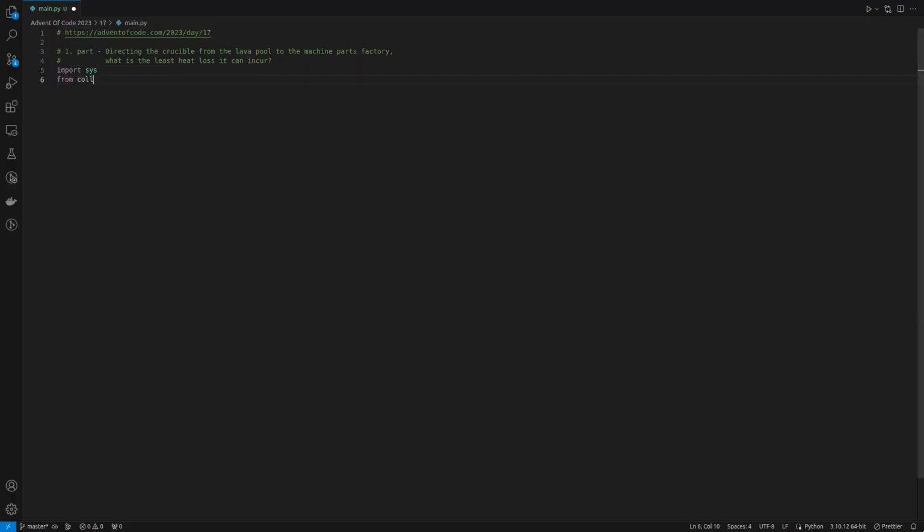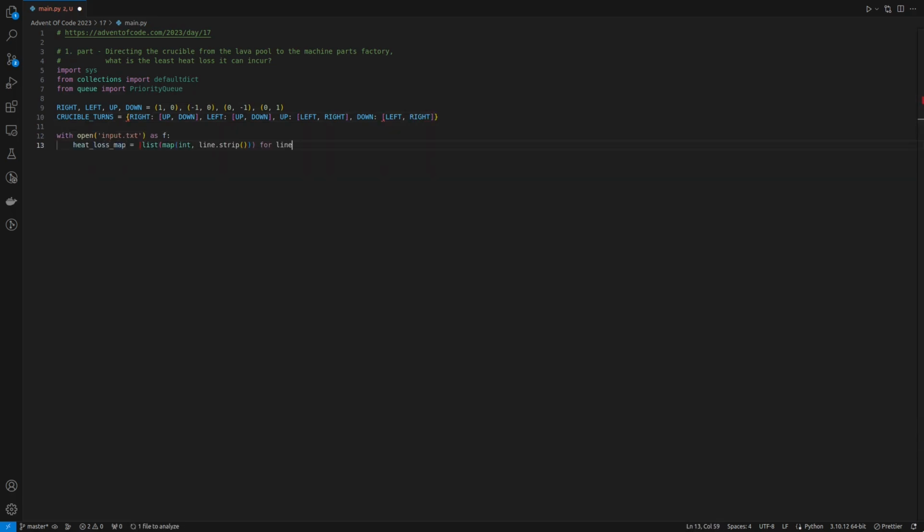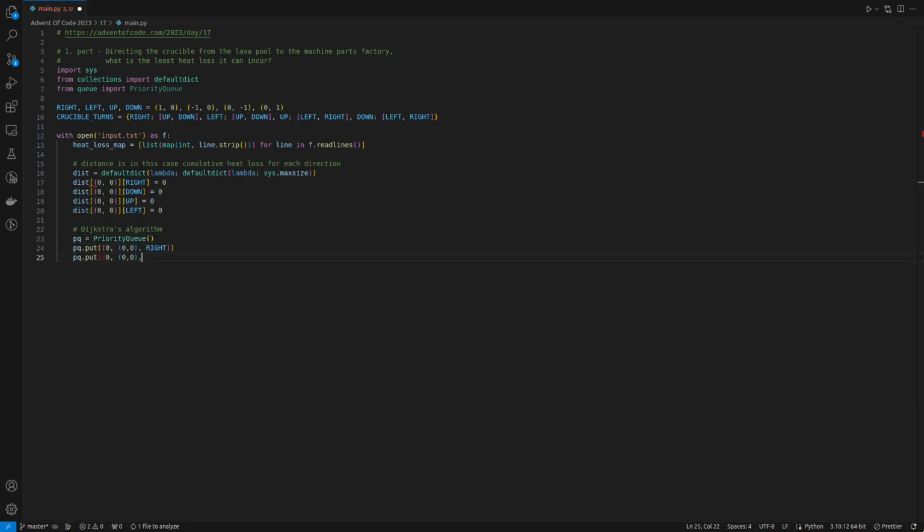In the beginning, I define how the crucible moves and parse the heat loss map from the input file. Then I use Dijkstra's algorithm to find the shortest path in the weighted graph. The distance is in this case the cumulative heat loss the crucible incurs on the way from the start. The distance has a direction dimension because the crucible can't reverse direction nor continue in the same direction for too long. I start by moving right and down from the starting position.